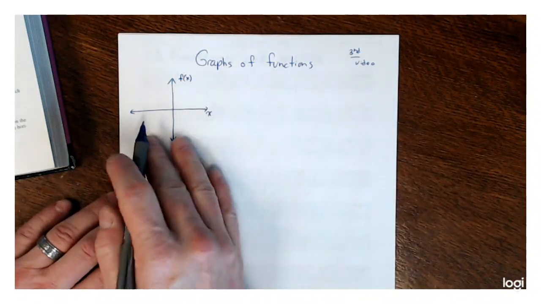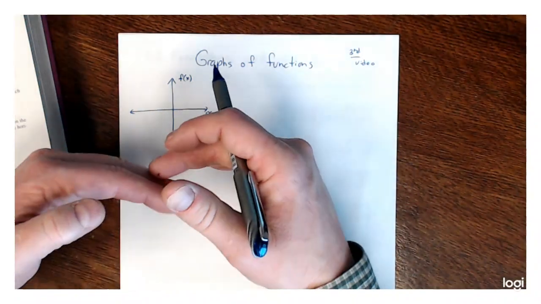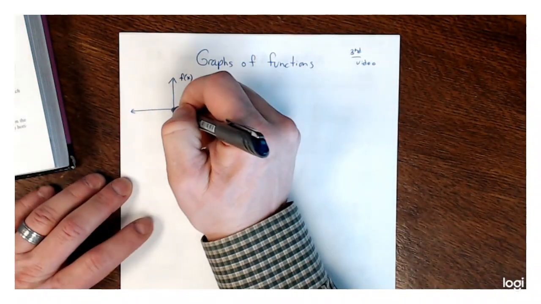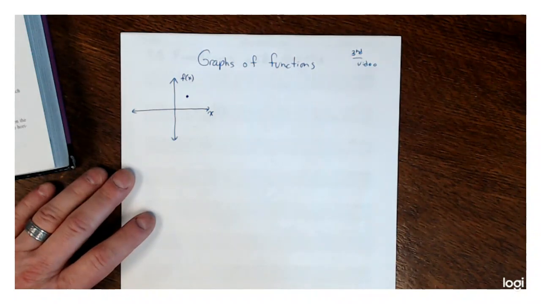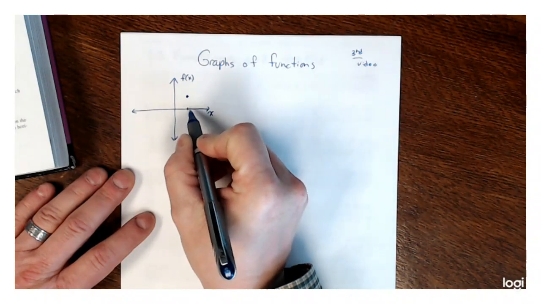Remember that the domain represents all of your horizontal values going from left to right. And then your range represents all of your vertical values. So if I decide to make a single point and decide, is this a function? And the answer would be yes, because I come over here. This represents the value of my input.